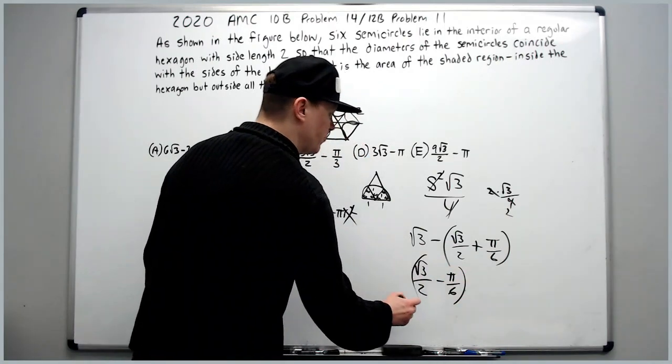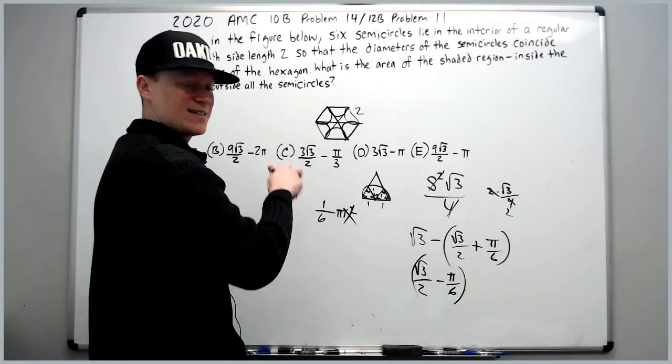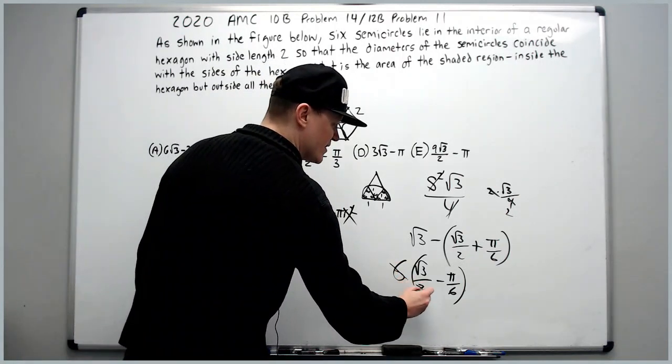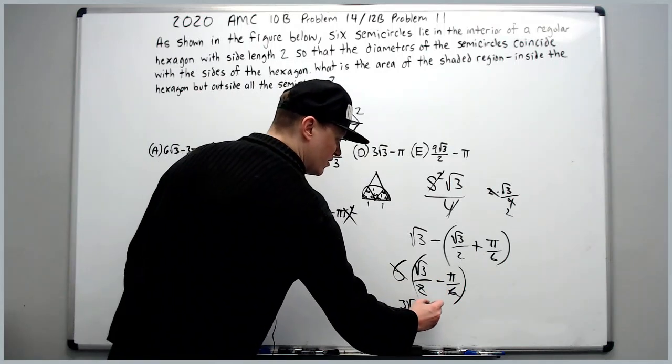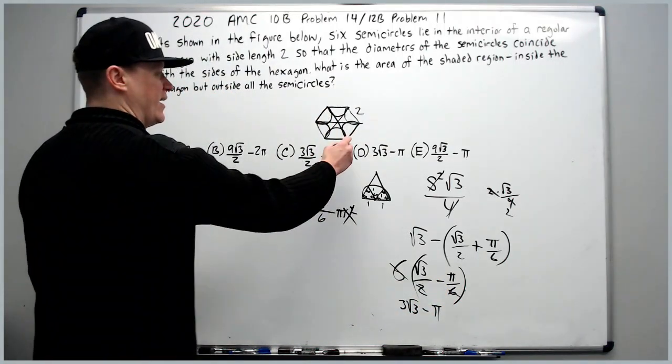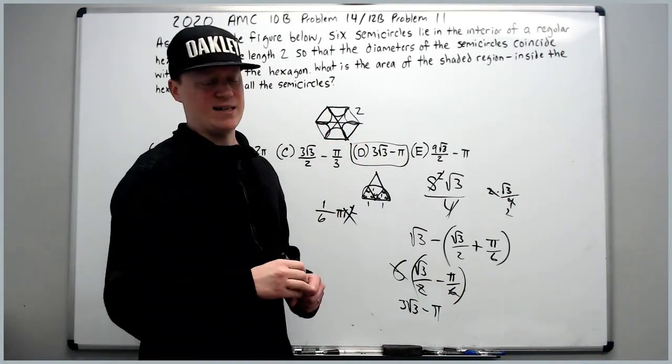And then, that's only one of the triangles. We've got 6. We're going to multiply. This gives 3 root 3, and the 6's cancel here also, minus pi. That is answer choice D.